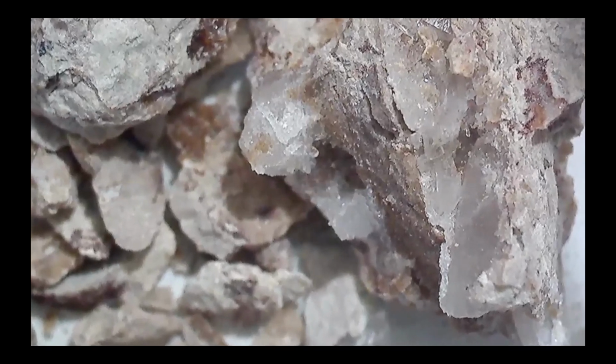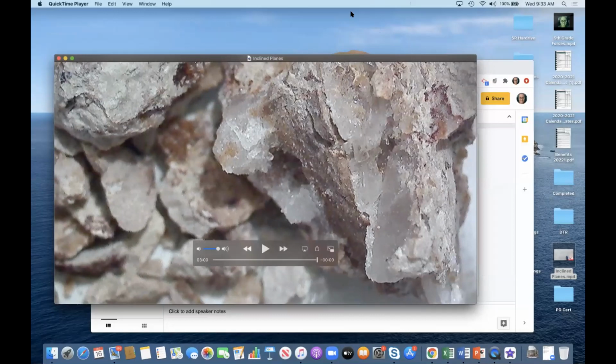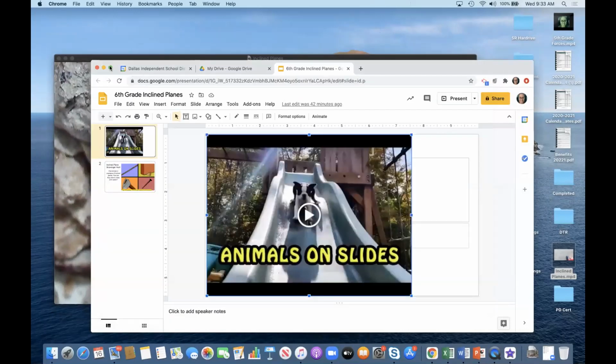I was doing research, and there is something else called a nodule, and a nodule is sort of like a geode, but it's more solid. So my question for you guys is to do some research and see if that is actually a geode or if it qualifies as a nodule. So you can do some research on that. So I'm gonna stop this video, and I'm gonna show you something else really quick.